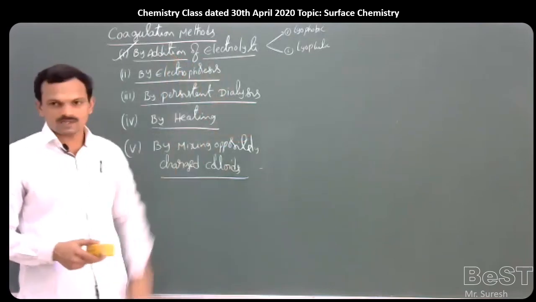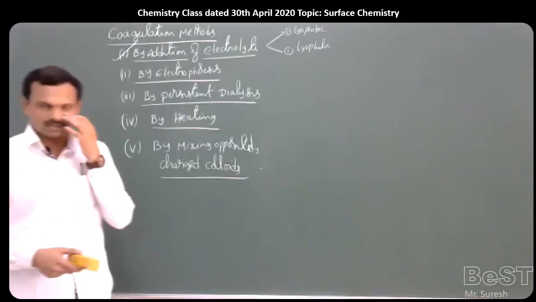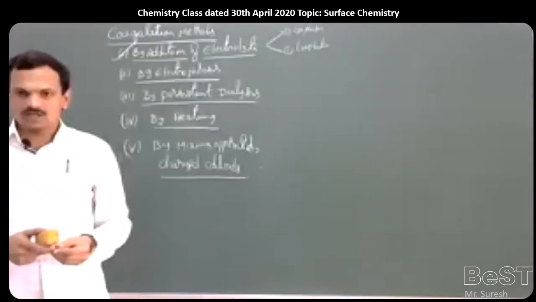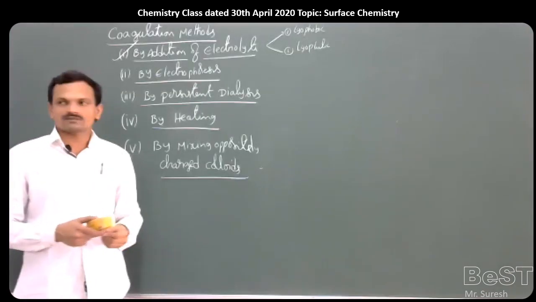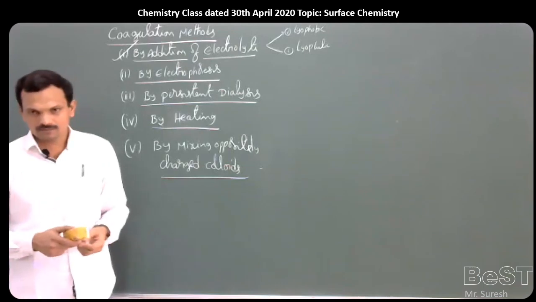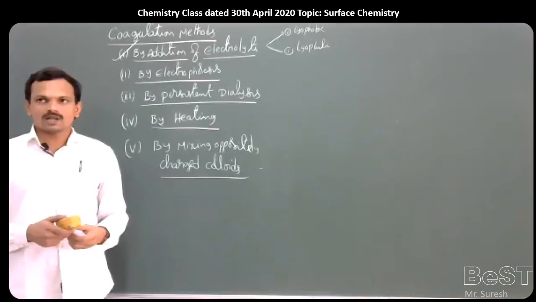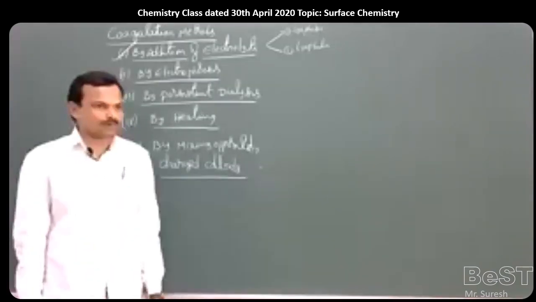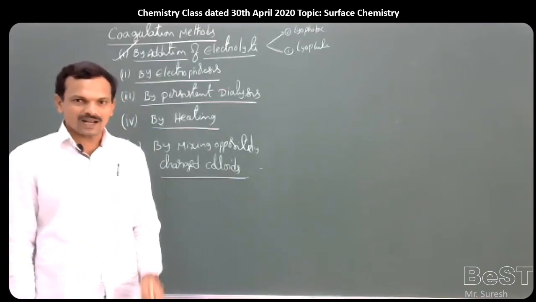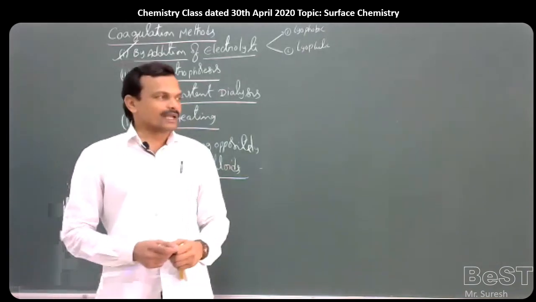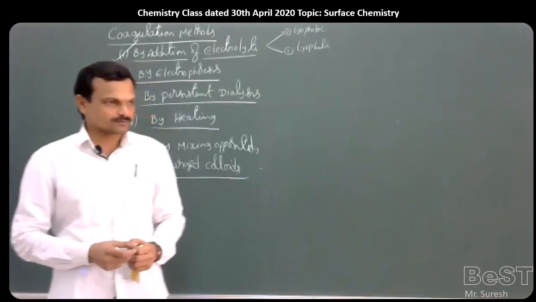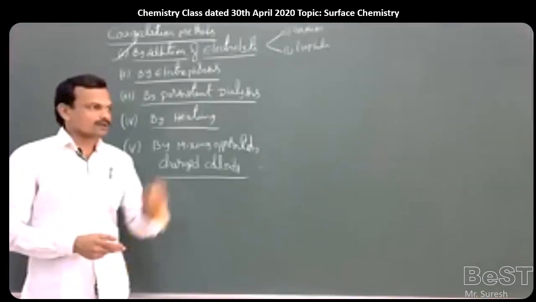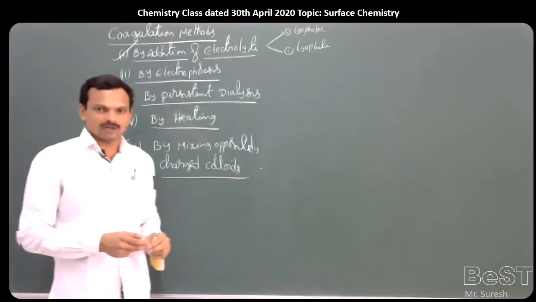In the previous class we discussed the Hardy-Schulze rule, that is the coagulating power of the added electrolyte: the larger the valence of the active ion, the greater is its coagulation power. For a positively charged colloid, negative ions are active ions. Similarly, for a negatively charged colloid, positive ions are the active ions.